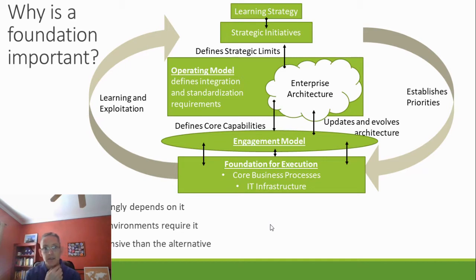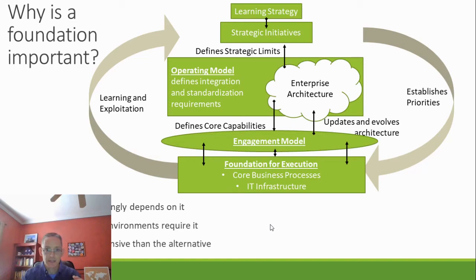I think this is out of your book. But you've got the learning strategy. How are we going to learn from our customers on a regular basis? We talked about that last week. What are our strategic initiatives? What are the big things that we've got to go do? All right. Then you get into this area where you've got a foundation for execution on the bottom. That's your core business processes, your IT infrastructure. An engagement model that's always looking up and down between those.